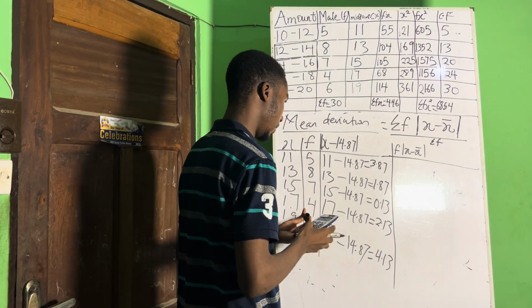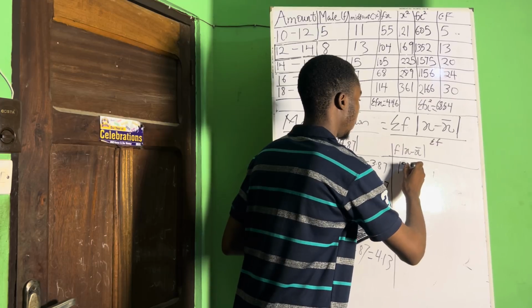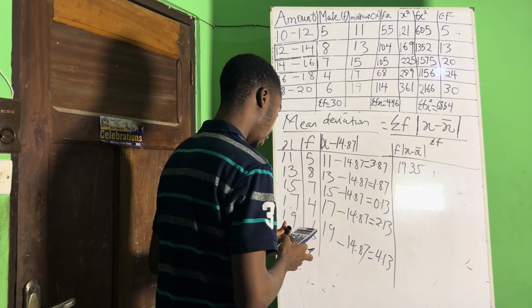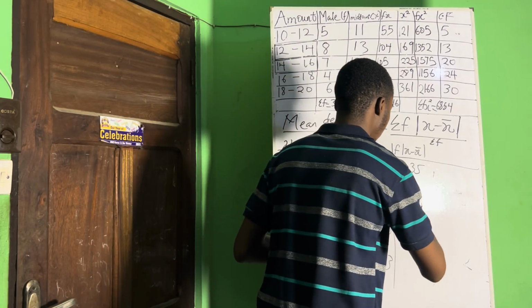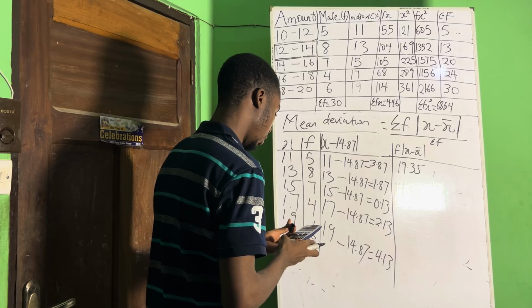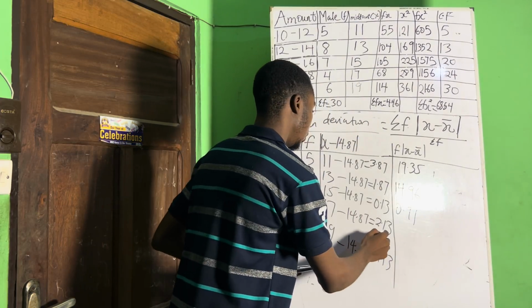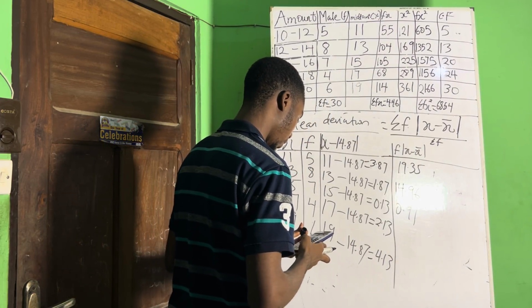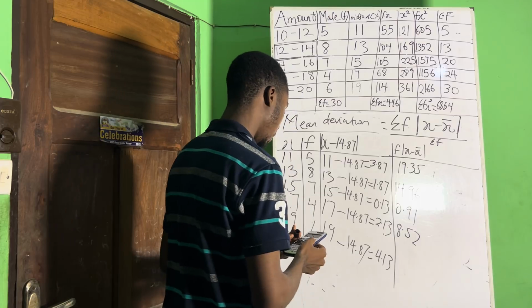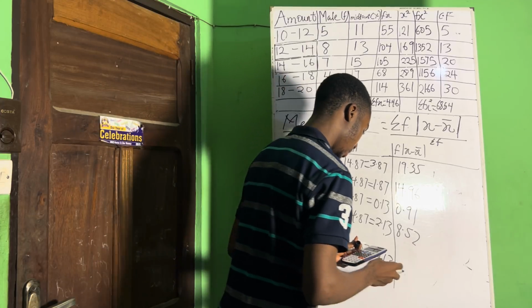So 3.87 times 5. And that will give you 19.35. Then 1.87 times 8. I'm getting 14.96. Then 0.13 times 7. You are getting 0.91. Then 2.13 times 4. I'm getting 8.52. Then lastly, 4.13 times 6.